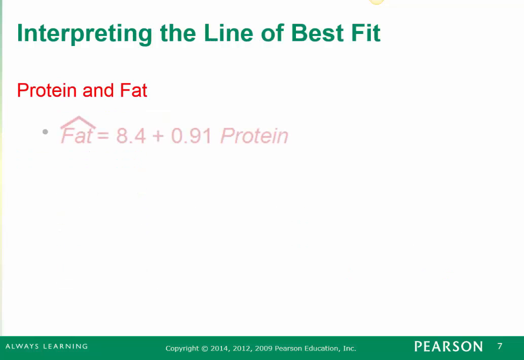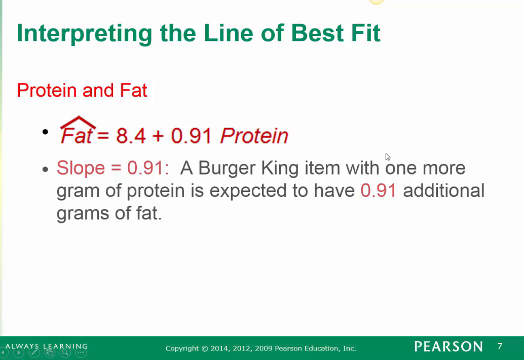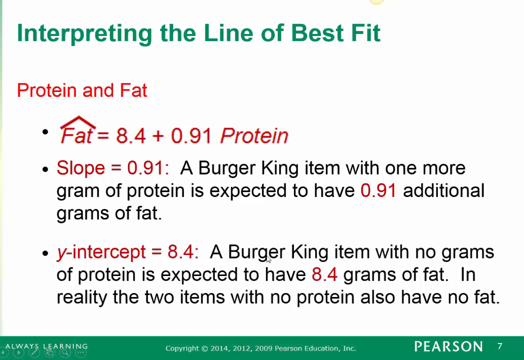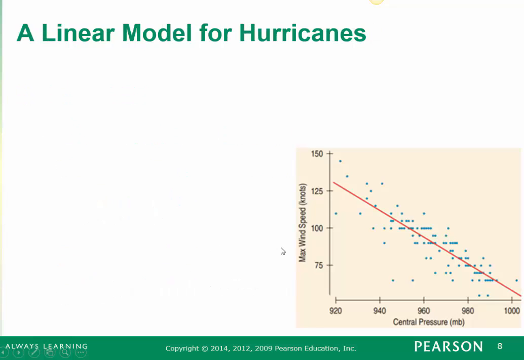So it goes back to the protein example. So here's the line of best fit. Y hat, what we're trying to predict, which is fat, is 8.4 plus 0.91 times the protein. So the slope tells us that a Burger King item with 1 more gram of protein is expected to have 0.91 additional grams of fat. Remember, slope is the rate of change. The y-intercept, this is a Burger King item with no grams of protein. It would have 8.4 grams of fat. In reality, the 2 items with no protein also have no fat.